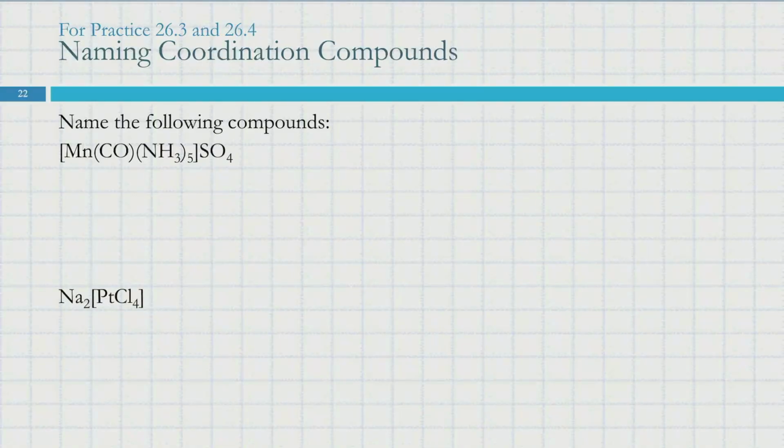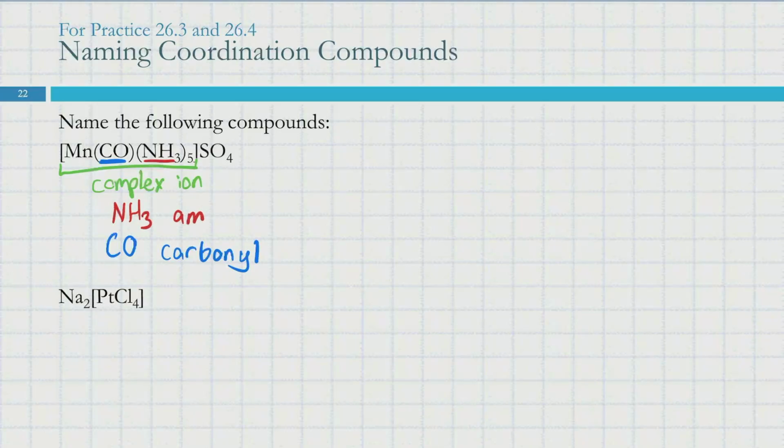So we want to figure out what ligands we have. In this first compound, our complex ion is in brackets. So this is our complex ion. We've got two different ligands. We've got CO. CO is carbonyl. We also have NH3. NH3 is amine.